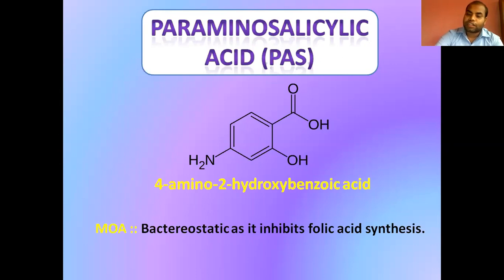So you have the structure of this drug, para-aminosalicylic acid, which is commonly termed PAS. Para-aminosalicylic acid is a derivative of salicylic acid. Salicylic acid can be found in the aspirin structure, as you already know. The para-aminosalicylic acid has an amino group at the para position of the salicylic structure.